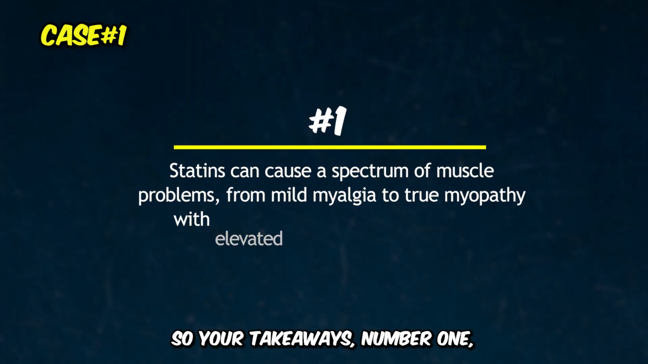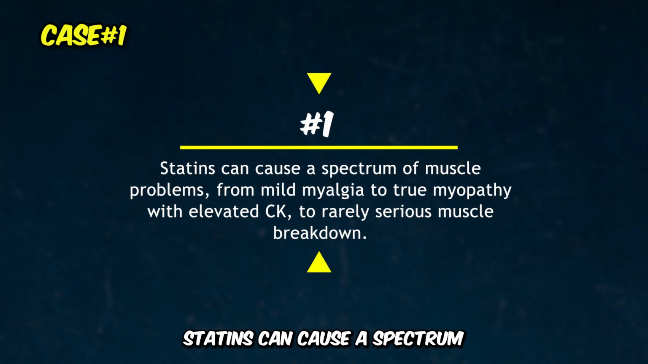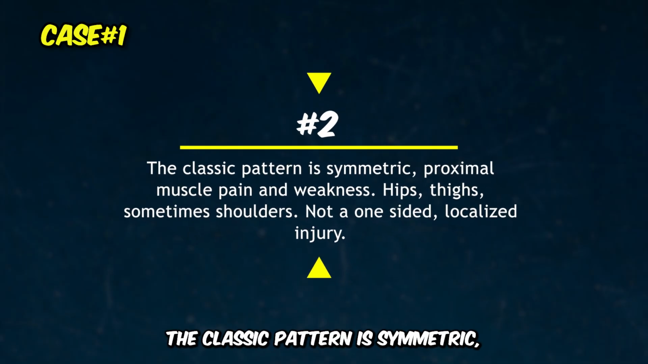So, your takeaways: number 1. Statins can cause a spectrum of muscle problems from mild myalgia to true myopathy with elevated CK to rarely serious muscle breakdown. Number 2. The classic pattern is symmetric, proximal muscle pain and weakness, hips, thighs, sometimes shoulders, not a one-sided localized injury. Number 3.